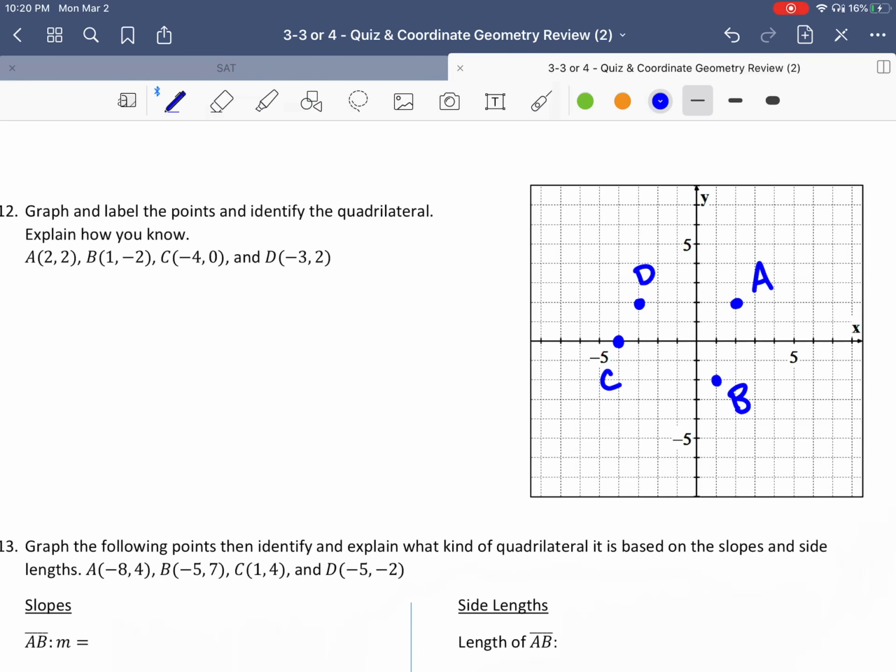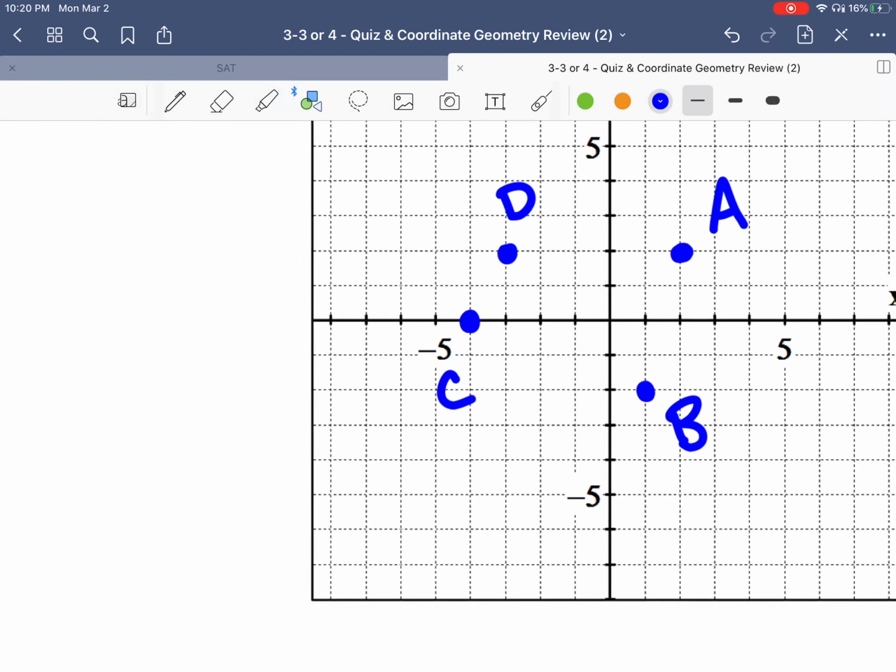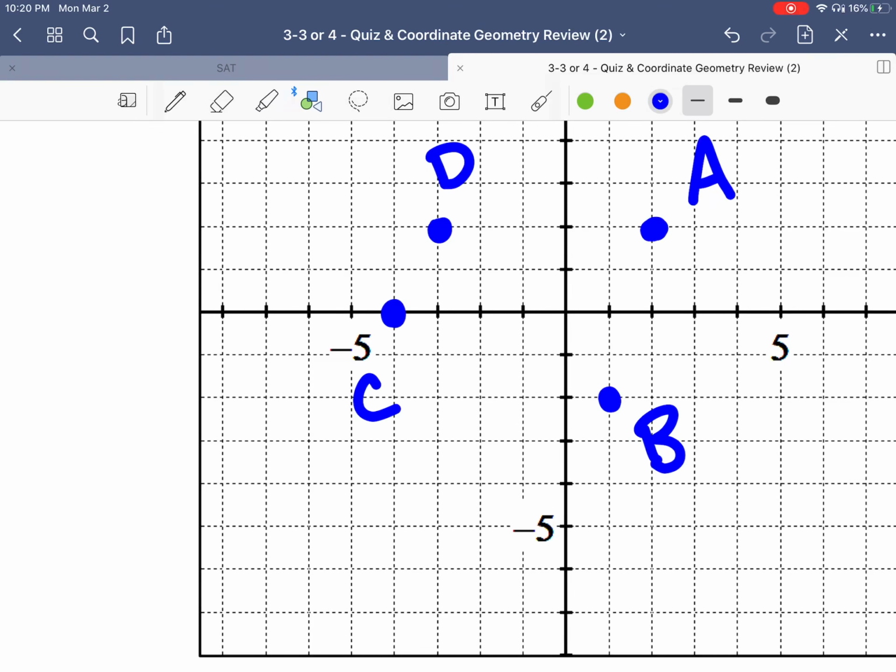So those are the four vertices of our quadrilateral. So I'm going to connect those and form the quadrilateral. And there it is. So what kind of a quadrilateral is this?